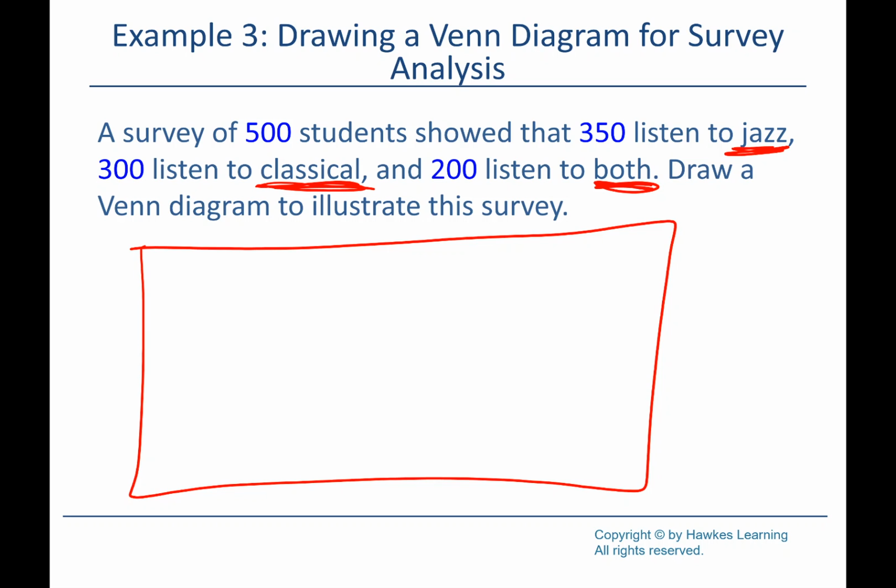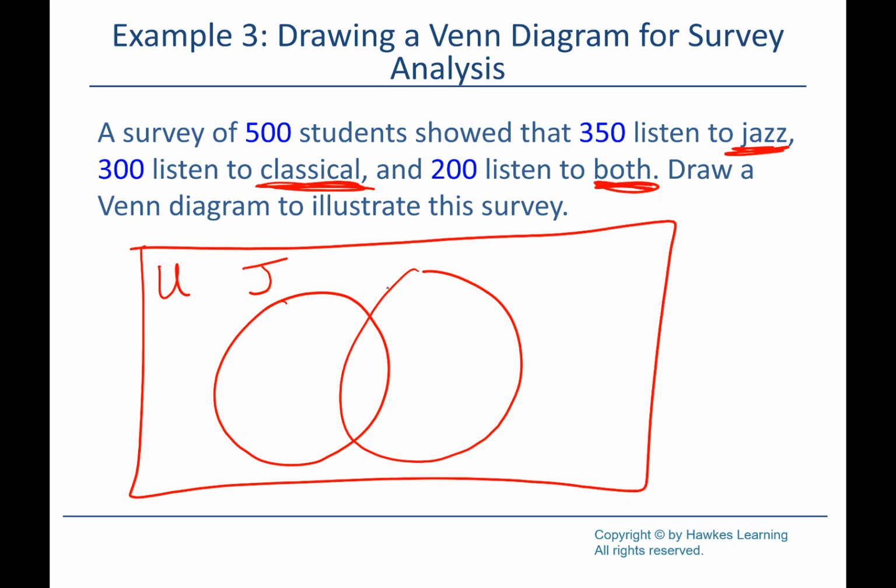We've got to have some in the overlap that listen to both. So here's you. Okay, so call this one jazz. This one classical. And we want to fill in the rest of the numbers.